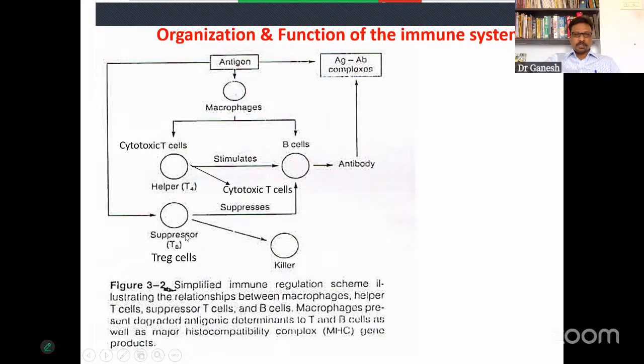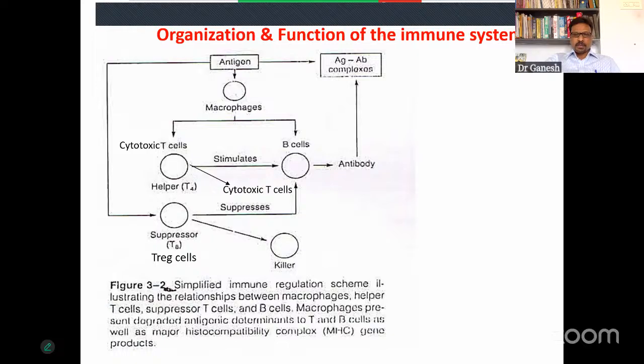These suppressor T cells are also known as the T regulatory cells. These T regulatory cells are known for suppressing the immune response. They will calm down the immune response so that further immune response will not continue. Otherwise, the immune system can be overactive, and that can keep on destroying our own cells also. That is prevented by these T regulatory cells.